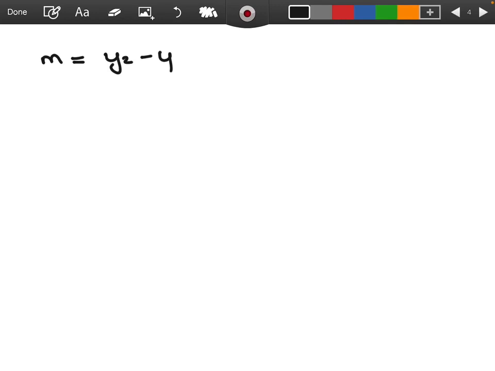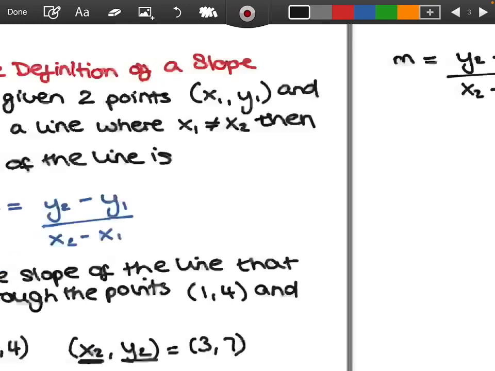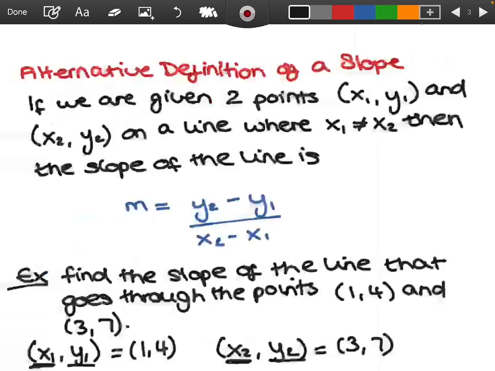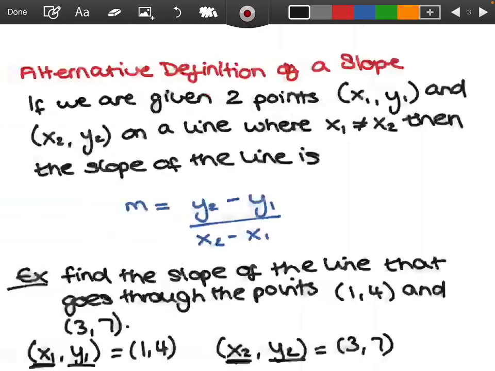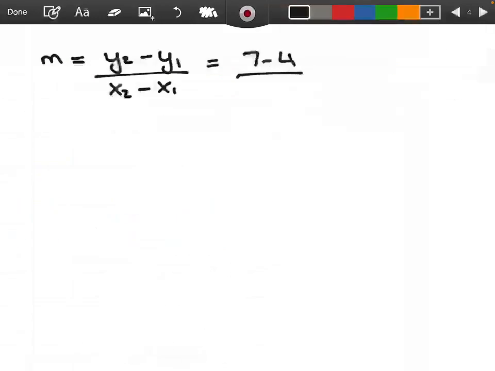So m, we said our slope was y2 minus y1 over x2 minus x sub 1. Okay. So y sub 2 we said was 7 and y sub 1 was 4. So our numerator for this fraction is 7 minus 4. And our denominator would be x sub 2, which is 3, minus x sub 1, which is 1. So it would be 3 minus 1. So our numerator would be 3, our denominator would be 2.